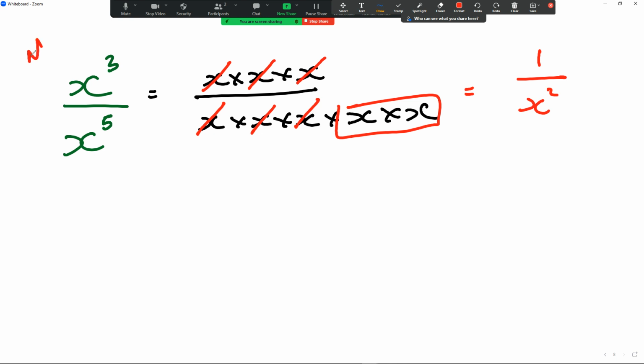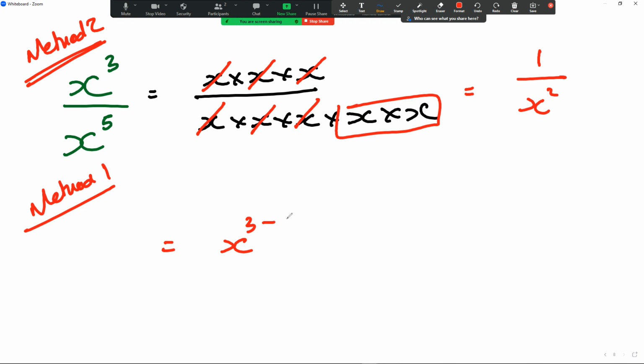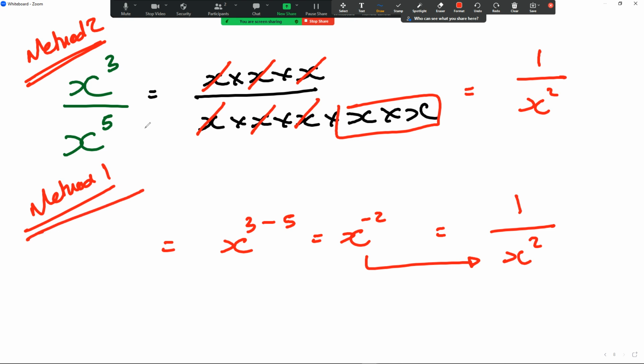So we call this method number 2. Method 1, x to the power of 3 minus 5, which is x to the power of negative 2. Bring it into the denominator, make it positive, and then put 1 at the top. So method 1 of division, method 2 of division, you can choose either one.